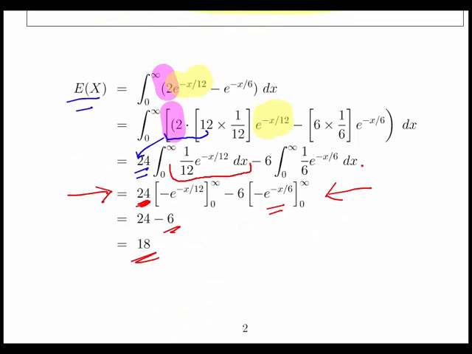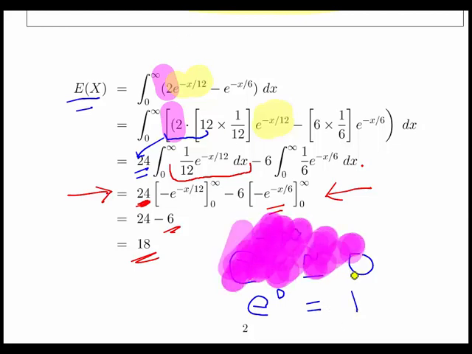Just as a remark, when you evaluate those definite integrals from 0 to infinity, anything to the power of minus infinity is considered to be 0, and anything to the power of 0 is 1. Just in case you haven't spotted that yet, e to the minus infinity is taken to be 0, and e to the power of 0 is 1. That's a mathematical convention when you're dealing with infinity.